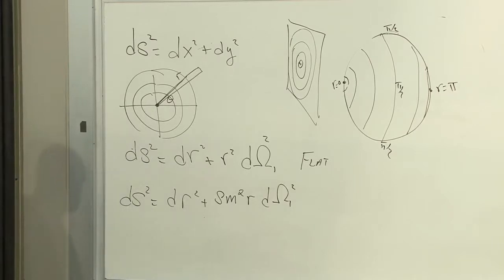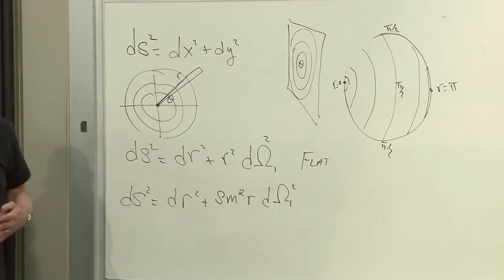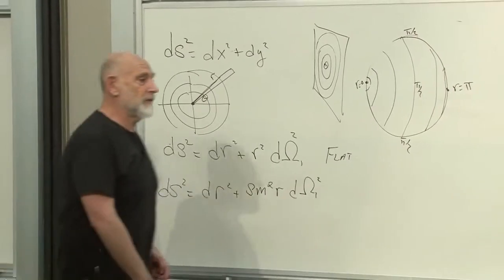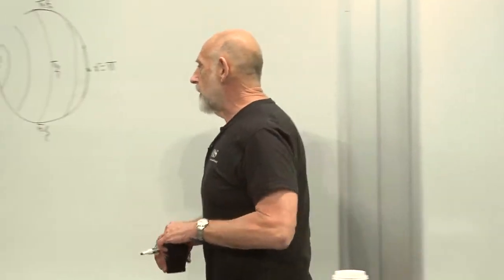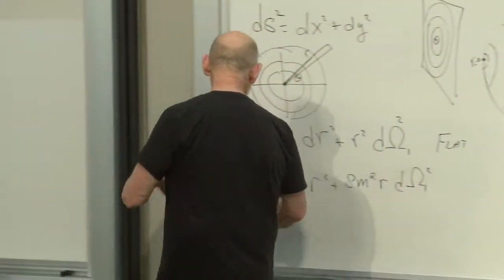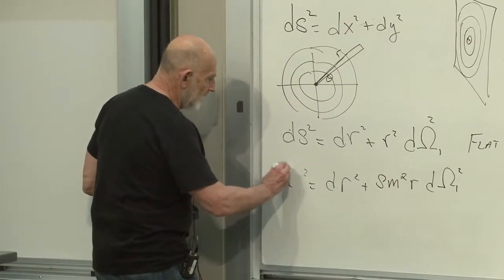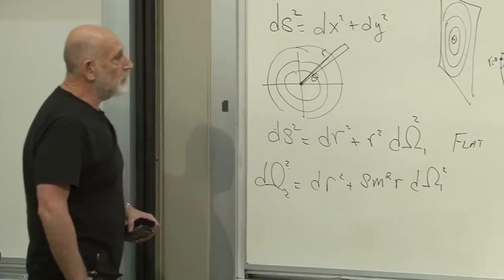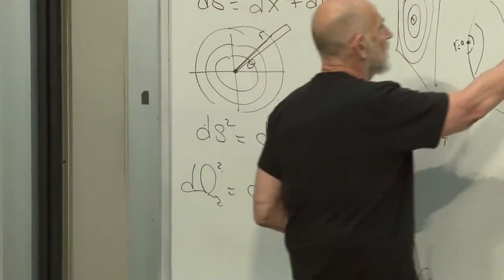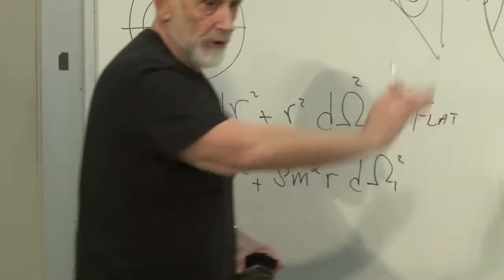All right, so we built this, and now, what is this the metric of? It's the metric of the two-sphere. All right, so let's give the two-sphere a new name. The new name of the two-sphere is d omega 2 squared. Omega 2 is a two-sphere. This is omega 2. Omega 1 is the circle.